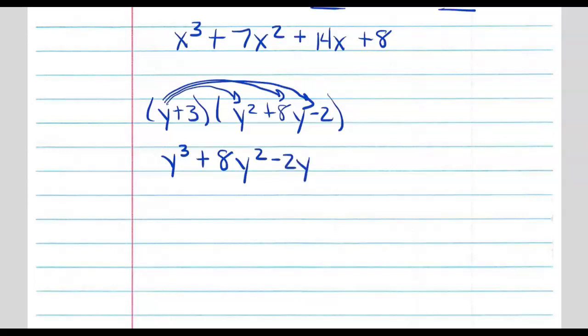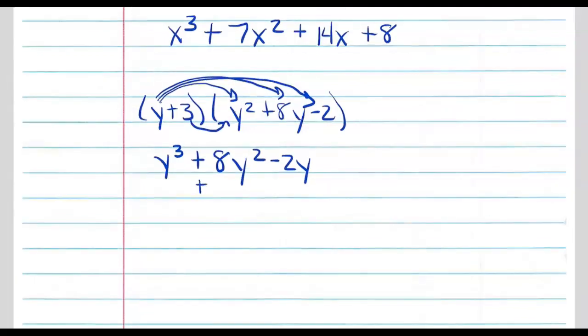And then I'm going to drop to the 3, and I'm going to work through. But when I take 3 times y squared, instead of writing it on the end, that's positive 3y squared, I'm going to write it underneath the like term. So plus 3y squared underneath the 8y squared.